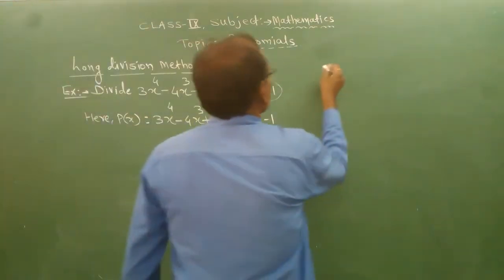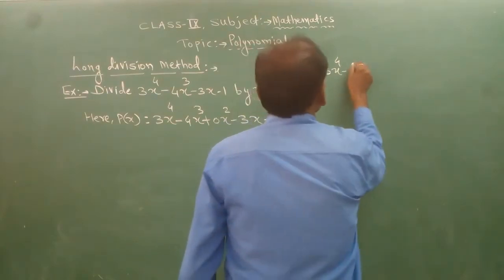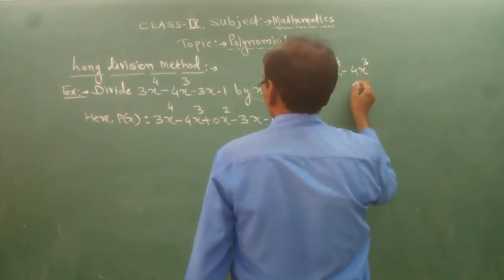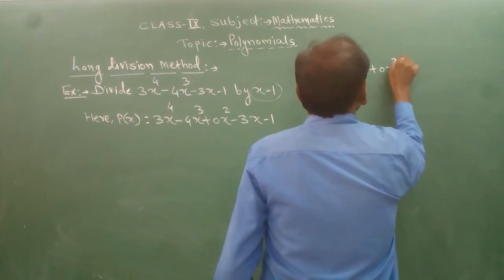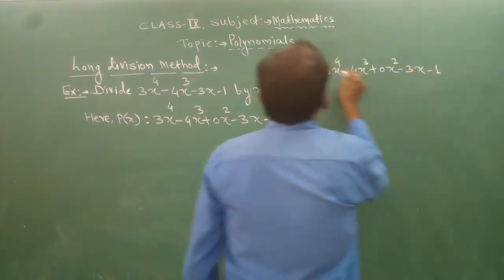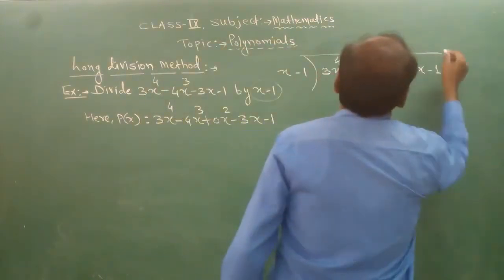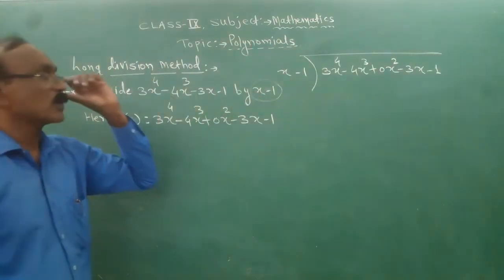So therefore 3x raised to the power 4 minus 4x cube plus 0x square minus 3x minus 1 divided by x minus 1. I am dividing with this x minus 1.